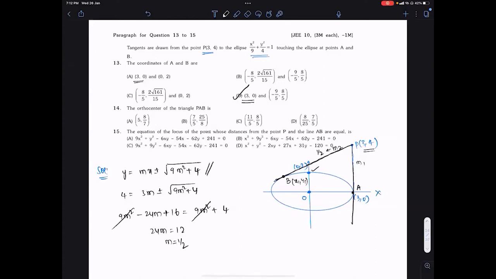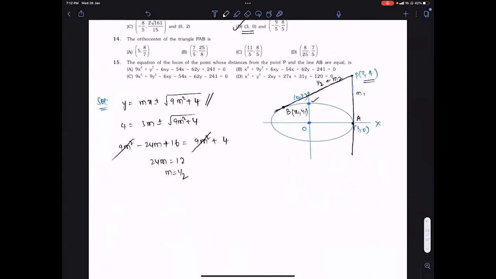Now substitute 1 by 2 here. What do we get? You will get the tangent equation. So y equals 1 by 2 times x. Now should I write plus or minus? Plus, obviously, because the y-intercept is positive, right? Yeah, here the y-intercept is positive. So plus only we have to write.